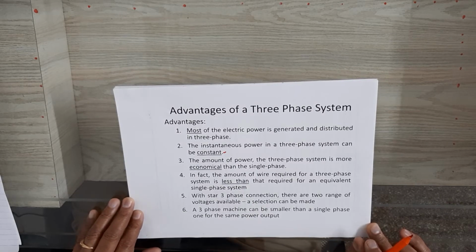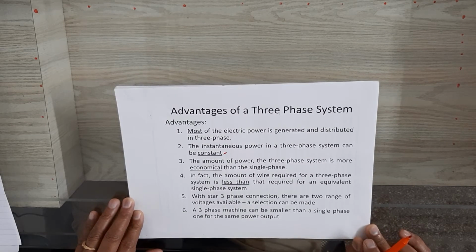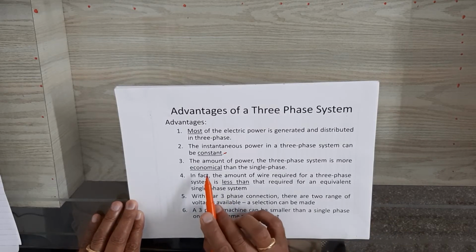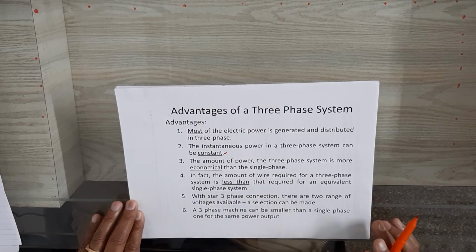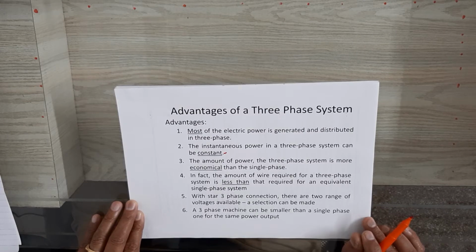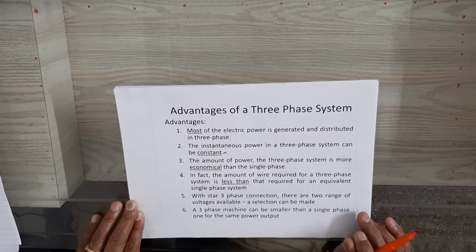The third advantage is the amount of power. The three-phase system is more economical than the single phase. One advantage is you can transmit the electricity with a high voltage and it is most economical. If you have a single phase, then you have two wires. If you want three such systems, we need six wires.